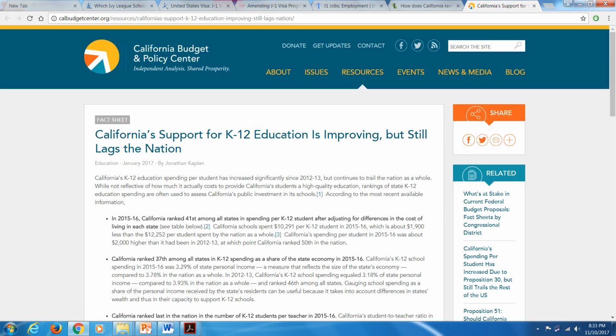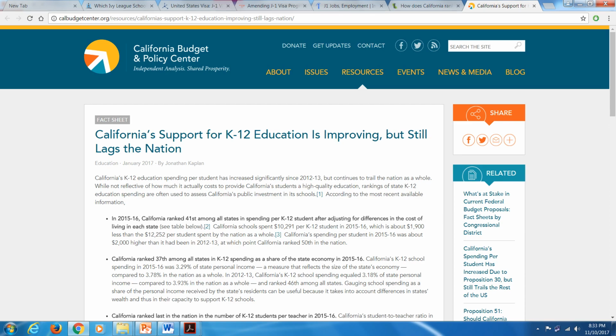California ranked 41st among all states in spending per K to 12 student. California schools spent on average around $11,000 per K to 12 student in 2015-2016, which is around $2,000 less per year than the national average. But again, we don't know exactly. Are they talking strictly about tuition, or buildings, playgrounds, and many other factors in play? But let's keep moving.